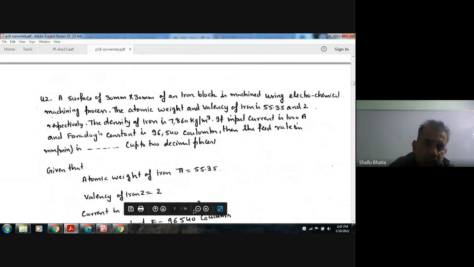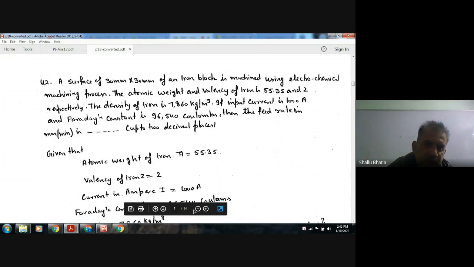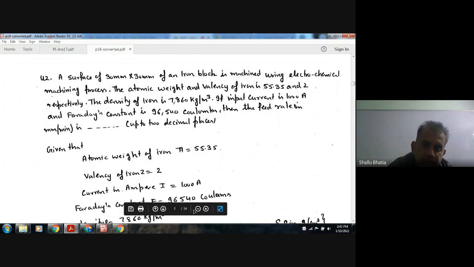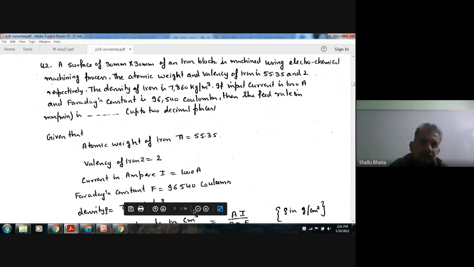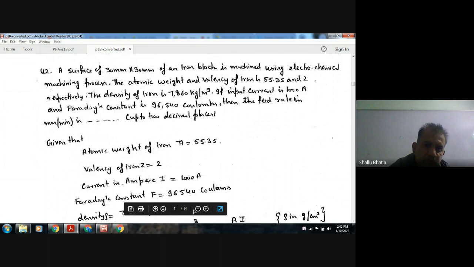Next, a surface of 30 mm by 30 mm of an iron block is machined using the electrochemical machining process. Atomic weight and valency of iron are 55.85 and 2 respectively. The density of iron is 7860 kilogram per meter cube. If the input current is 1000 ampere and Faraday's constant is 96,540 coulombs, then the feed rate in mm per minute is dash, up to 2 decimal places.